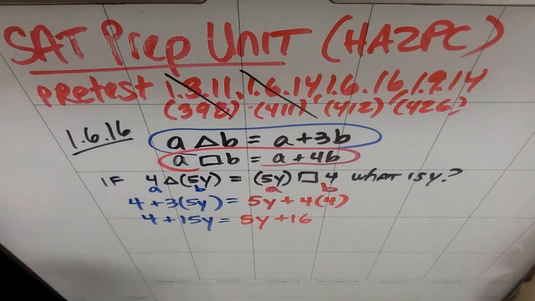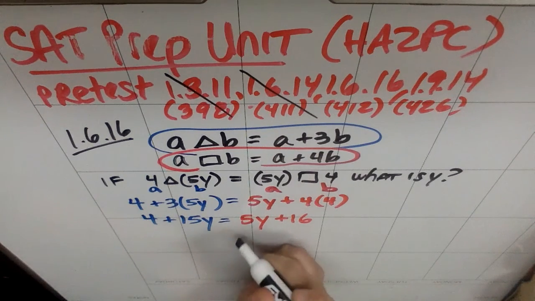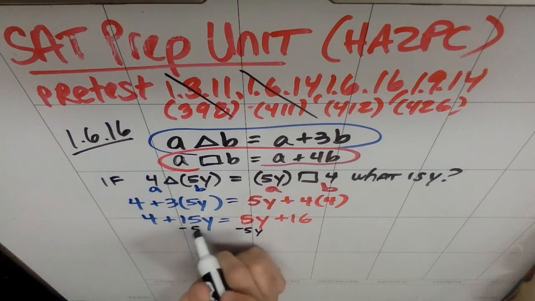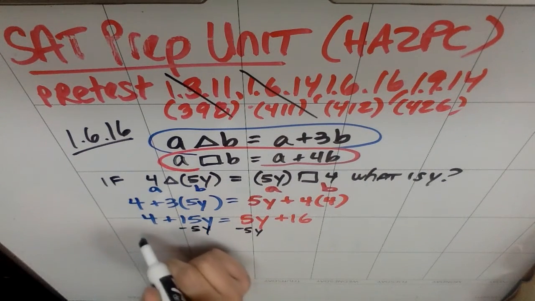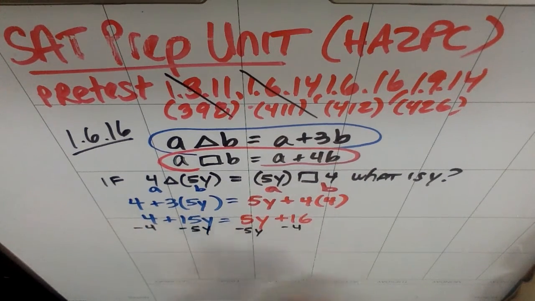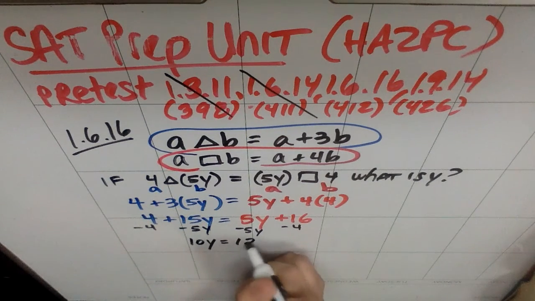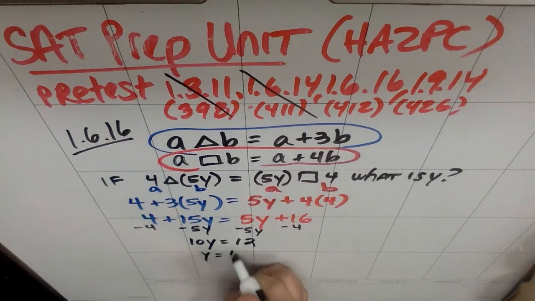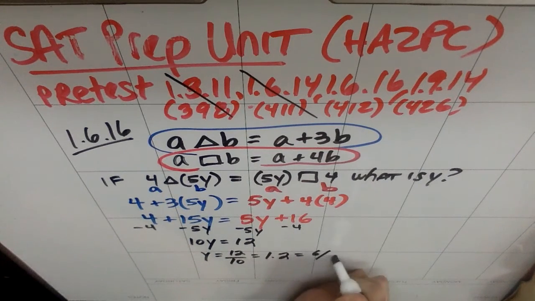Now I'm asked to solve for y, but at this point it's a fairly friendly problem. So I'm going to move all my y's to one side. I'm going to do that by subtracting 5y on both sides. And I'm going to move all my not y's to the other side. So I'm going to subtract the 4. So I end up getting 10y equals 12. So y is 12 tenths, which you can either write as 1.2 or as 6/5.